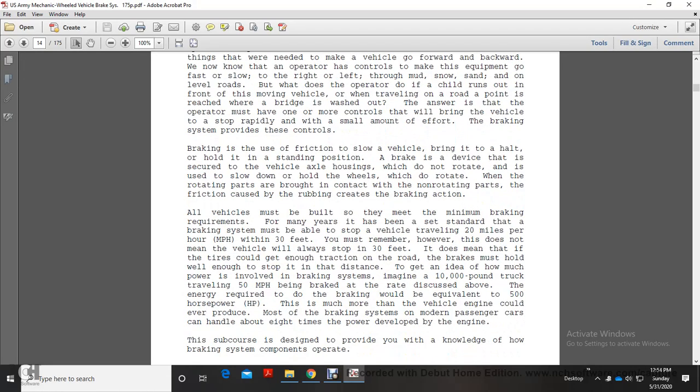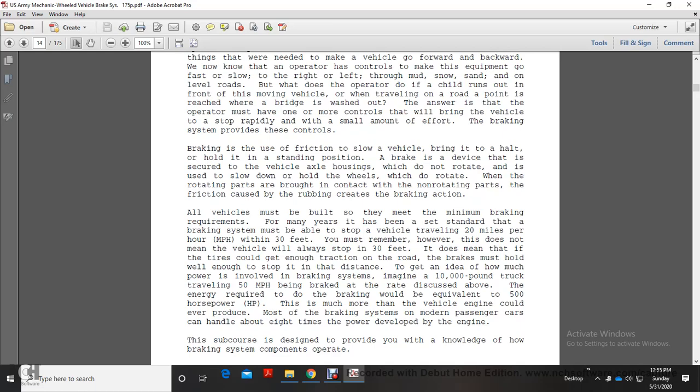Braking is using friction to slow the vehicle, bring it to a halt, or hold it in a stand position. A brake is a device that is secured to the vehicle axle housing, which does not rotate. We use it to slow down and hold wheels, which do rotate, when the stationary parts of the brake make contact with the rotating parts. The friction caused by the rubbing creates braking action. All vehicles must be built so they meet the minimum braking requirements. For many years a standard has been set that the braking system must be able to stop a vehicle traveling 20 miles per hour within 30 feet. We must remember, however, that this does not mean the vehicle will always stop in 30 feet. It does not mean that the tires could get enough traction on the road. The brake must hold well enough to stop it in the distance.